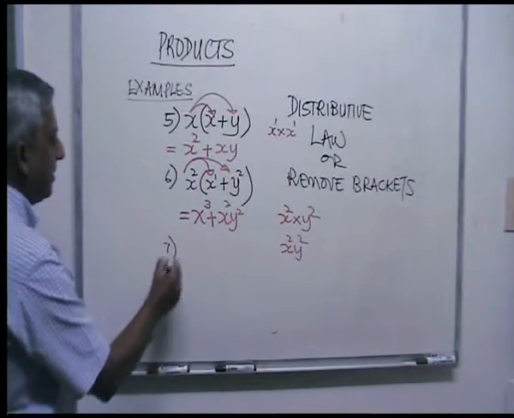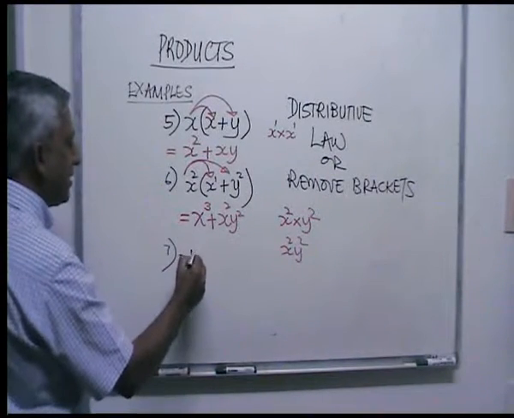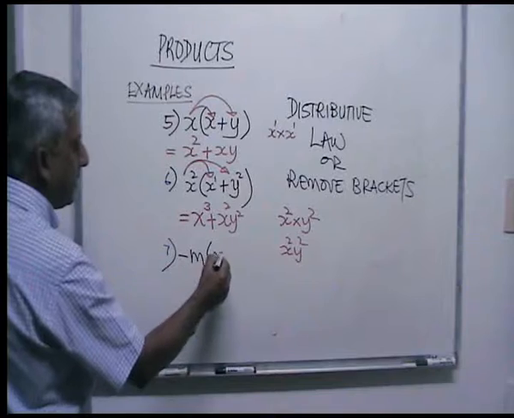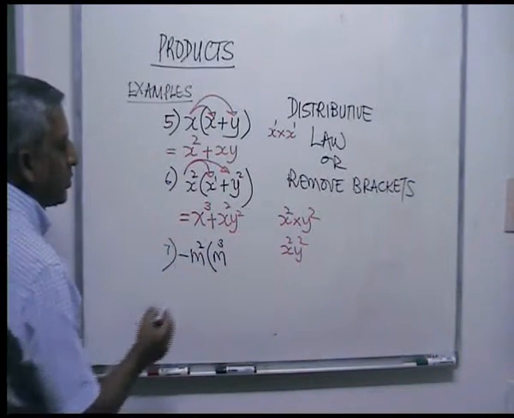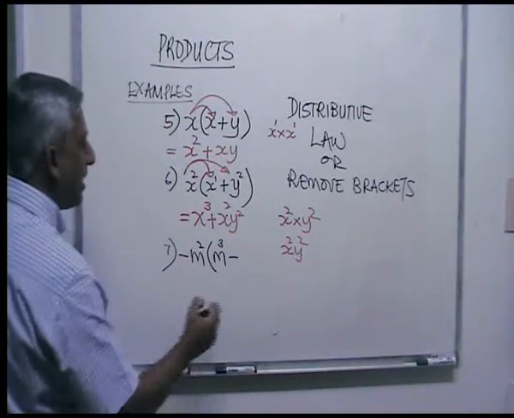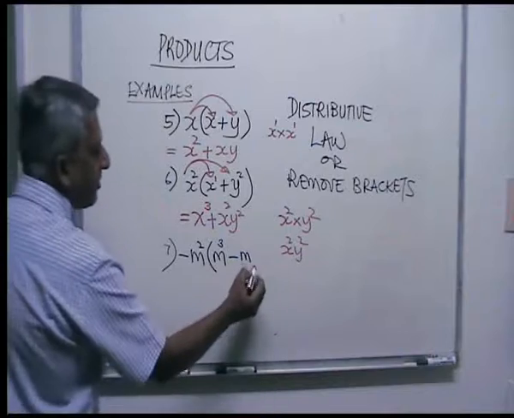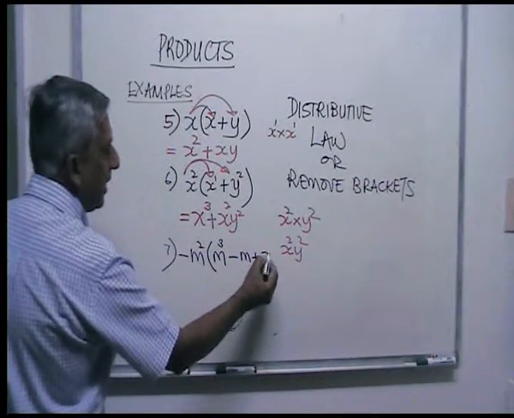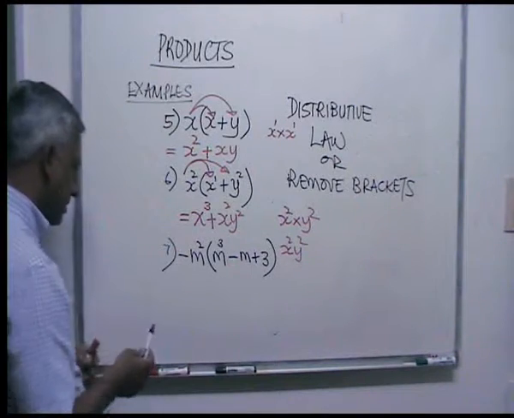Number 7. Now it could be any letter, say minus m into m cubed, or let's make it squared. Minus m squared into m cubed minus n. And I can have any number of letters in the bracket. I can even put 3 here. Doesn't matter. So the rule is still the same.